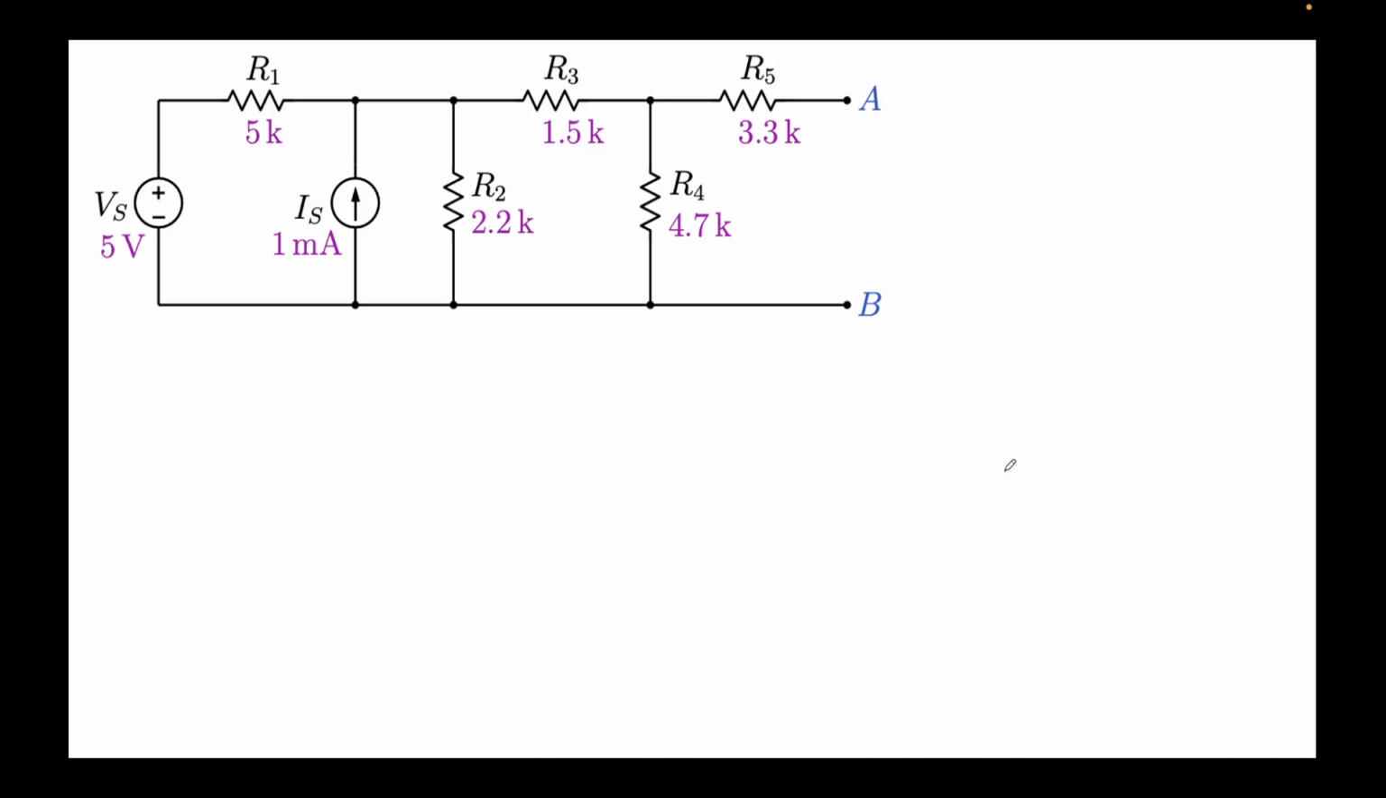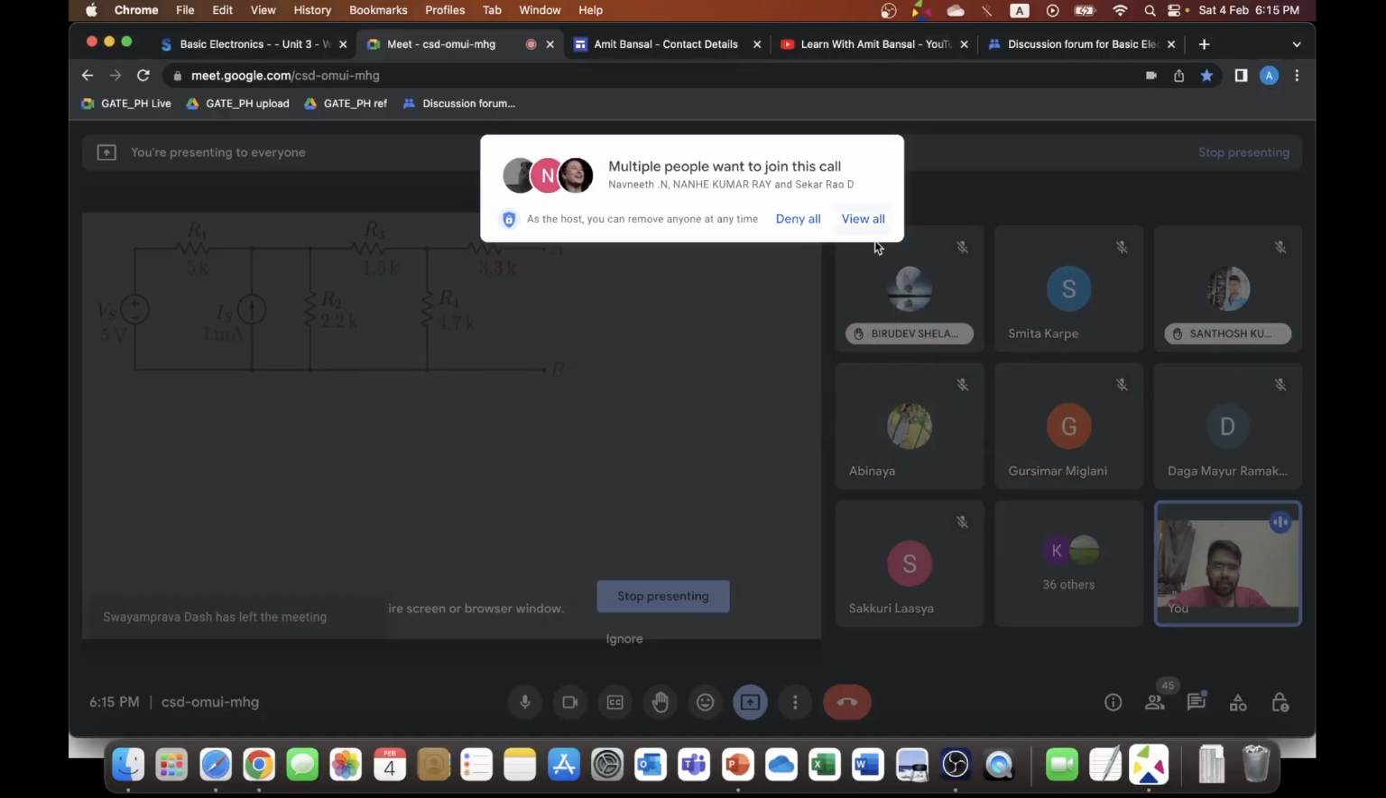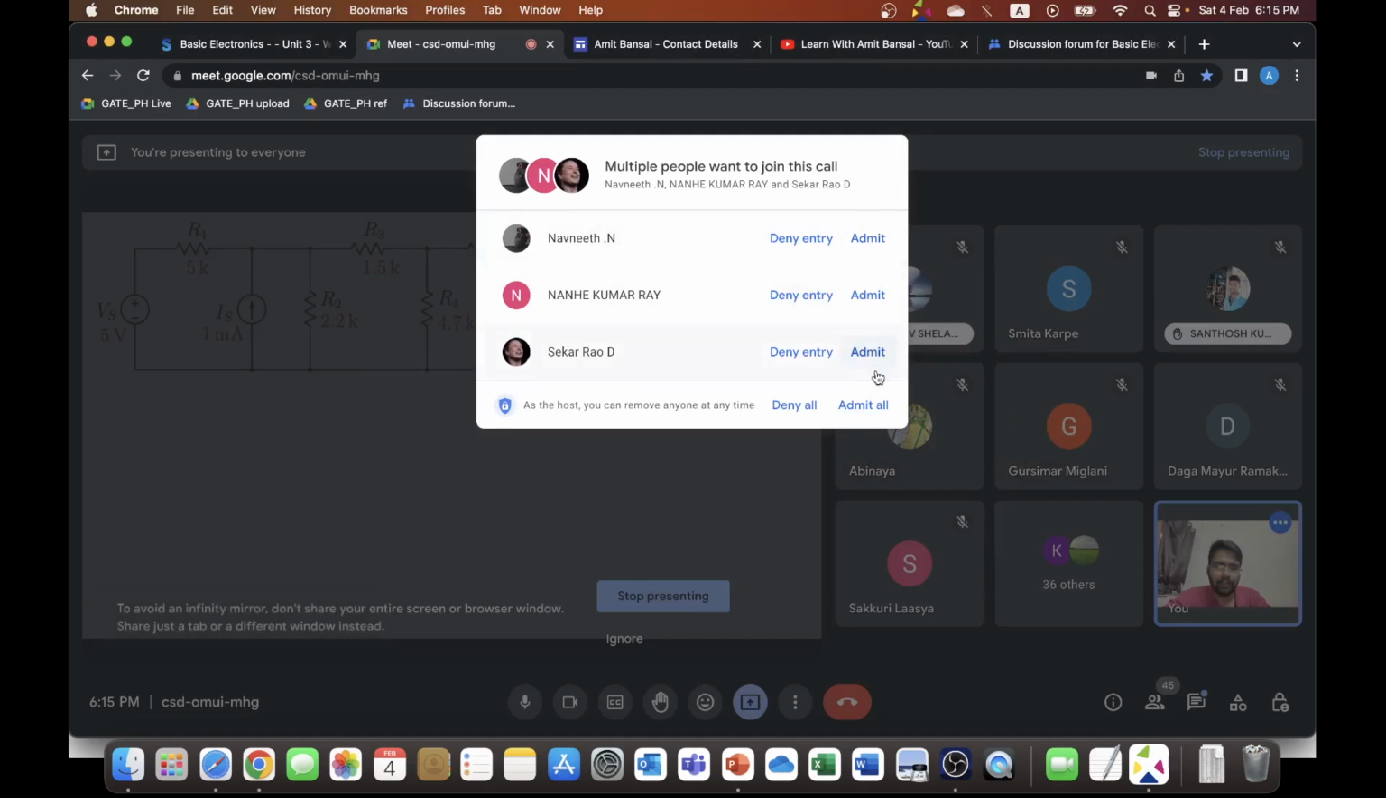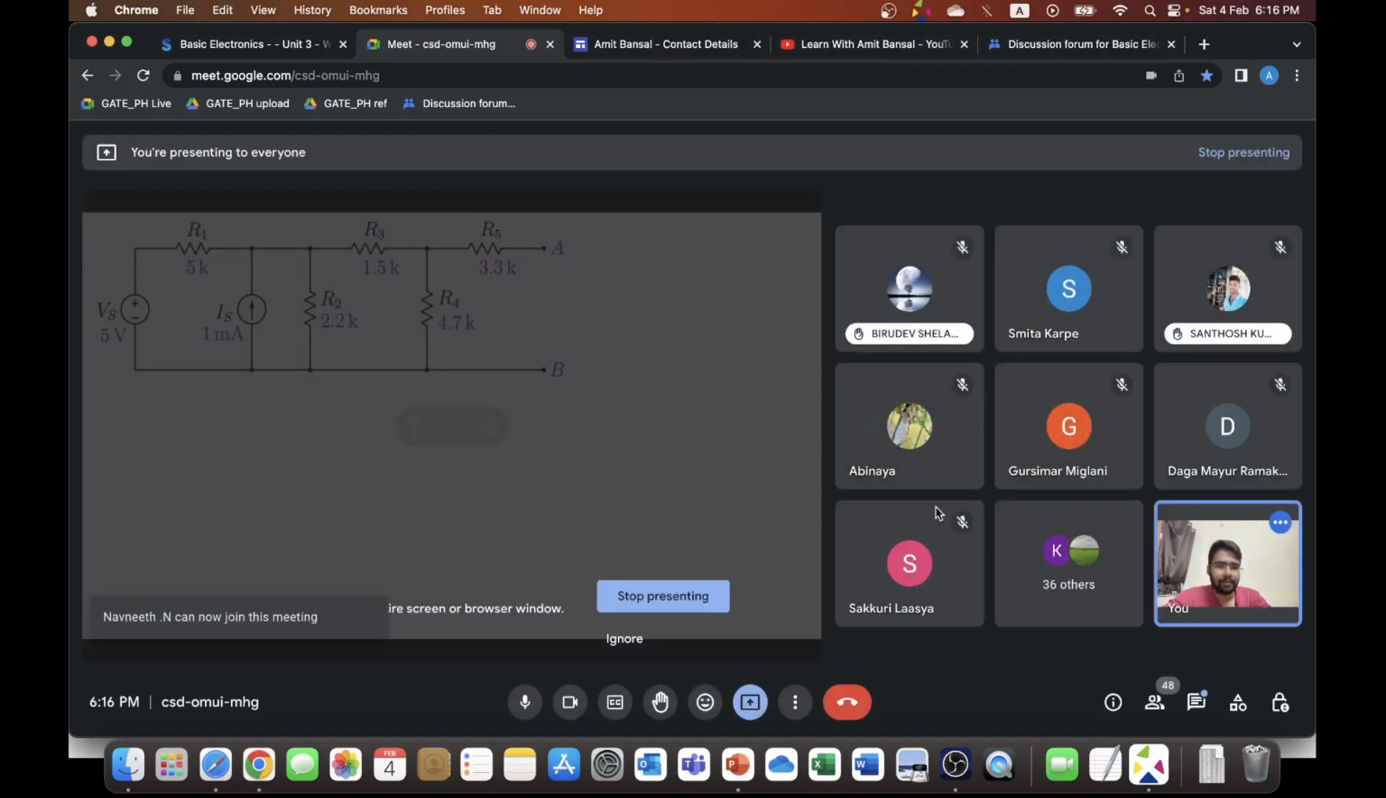And this is the circuit that has been just redrawn. I've omitted the options. Just hold on a second. Right.